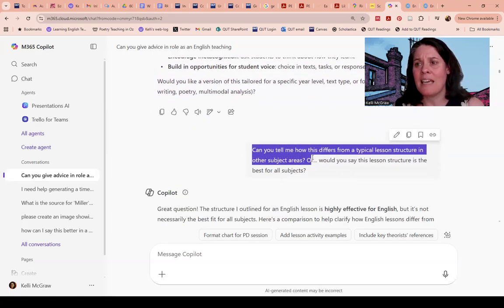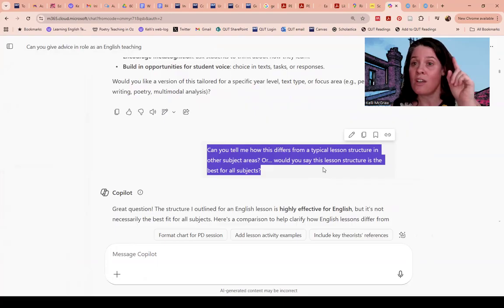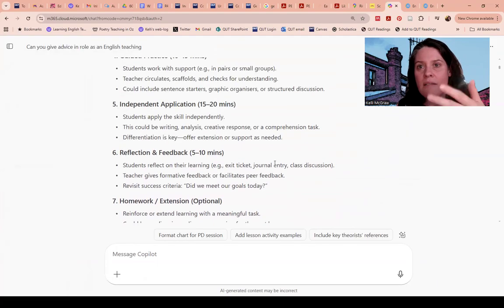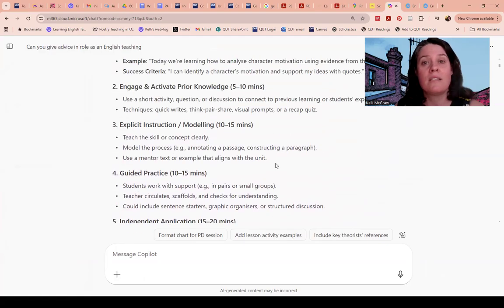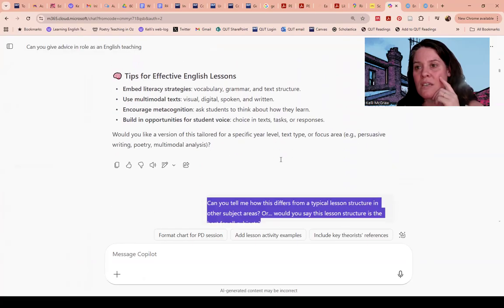So I said, can you tell me how this differs from a typical lesson structure in other subject areas? Or would you say this lesson structure is the best for all subjects, right? Because when I look at this, there's nothing Englishy about it. To me, this is just the explicit teaching model, which I know English teachers go sick for.